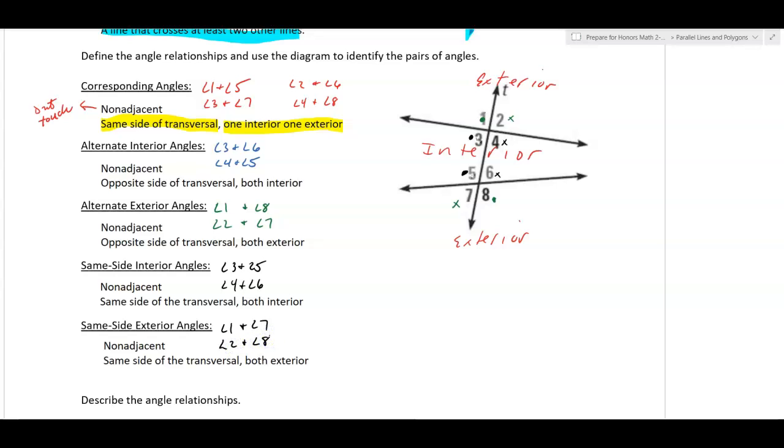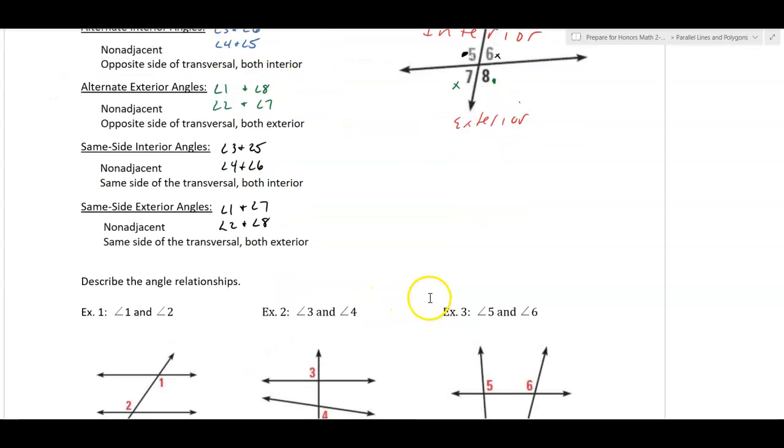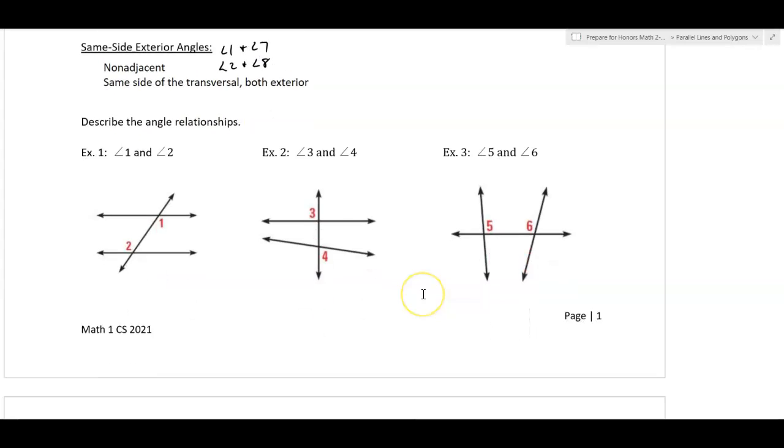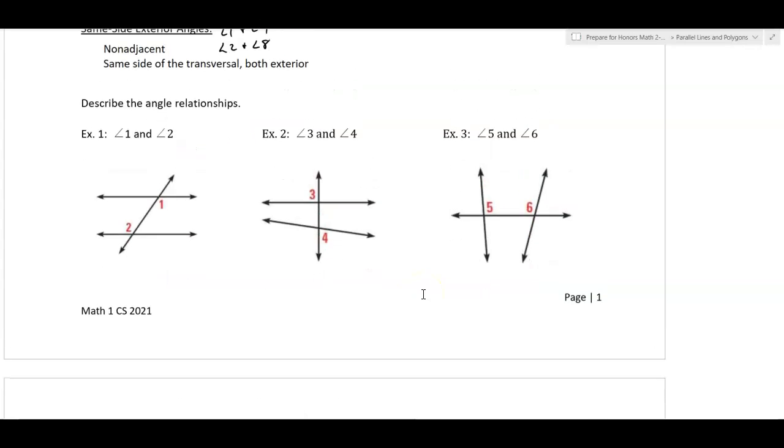These relationships are going to be very important for the next lesson, so please make sure you know them. So let's take a look. What type of angles are 1 and 2 here? Well, if I look at 1 and 2 here, they're both interior. They're on opposite sides of this transversal. Both interior, opposite sides of the transversal. Those would be alternate interior angles.